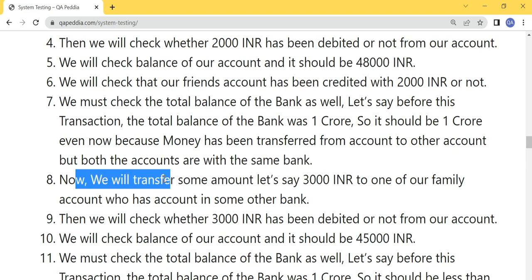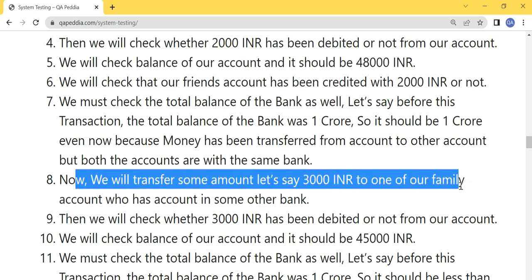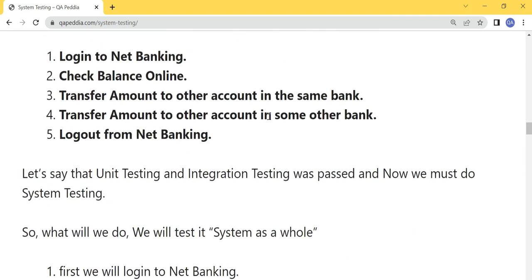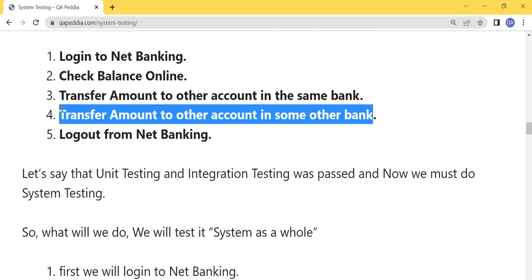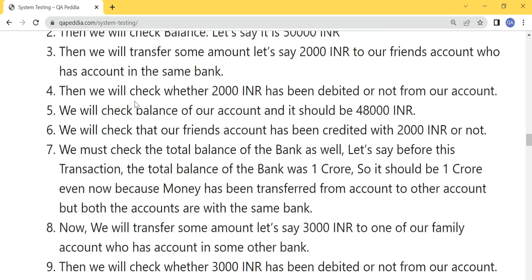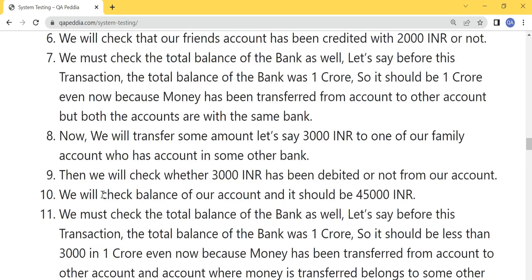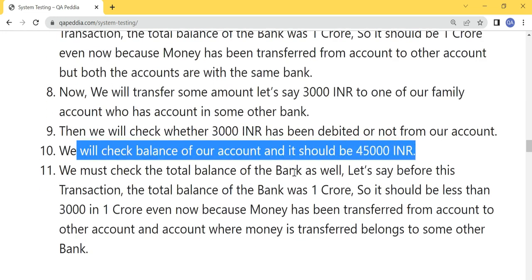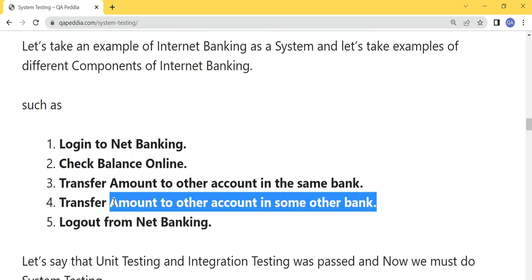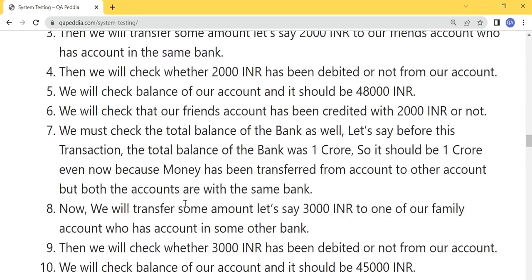Now suppose we will transfer some money to one of our family, but the account is in a different bank. So we are testing this particular functionality. Okay. So now what we'll do, we will transfer some money, and after that we will check our balance. Okay. So again we are checking our balance. So we are checking that this check balance functionality is properly integrated with this particular module or not. So this module and this module are integrated properly or not.